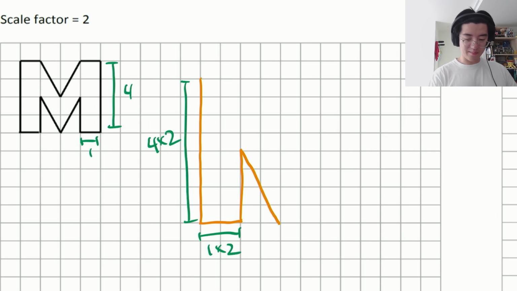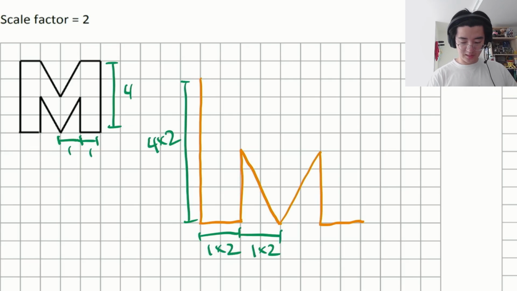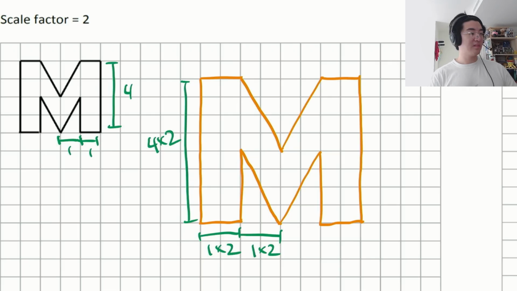This gap here was 1 in the original shape, so right here, it's also multiplied by 2. So this applies to every single measurement on the shape. We can see here 1 on top, so it's 2. Same idea. There you go, just like that.